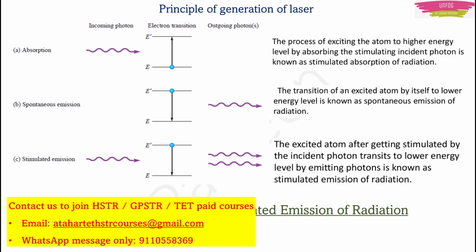So I will give a short summary now. There are three types of processes in which the electron transition can happen. One is absorption, the other is emission, but emission is of two types: one is spontaneous emission and the other is stimulated emission. Now we are concerned only with stimulated emission, because stimulated emission is the one in which laser can be generated.